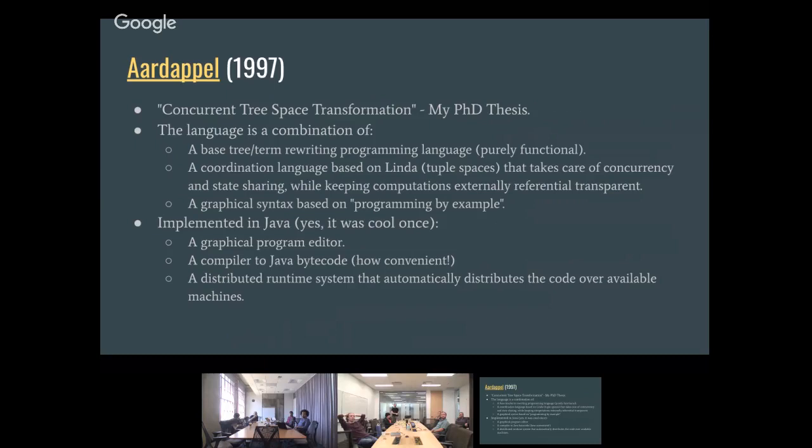Also, it has a completely graphical syntax that was based on programming by example. I'll show you in a second what it looks like. And it was implemented in Java, which was not the greatest choice, but at the time it seemed like a good idea. The cool things about that was it had a very simple graphical editor, and it could compile the bytecode right inside the running program, which is pretty cool. Oh, and it had a distributed runtime, so your computation could run across multiple machines quite easily, which is kind of a feature of having a tuple space-based model.